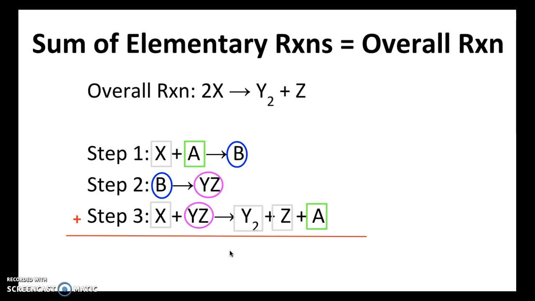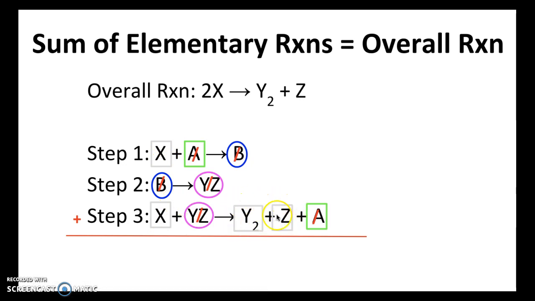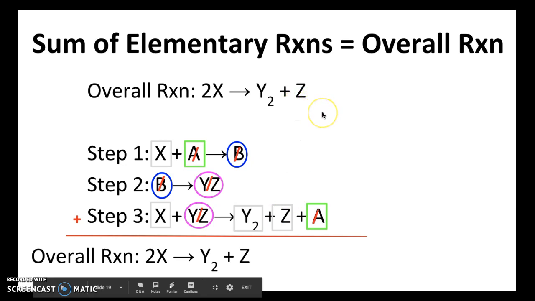So again, anything that's found on the reactant and product side can cancel out. That means that the catalyst A can cancel out because it's found as a reactant and as a product, and the intermediates can cancel out as well. So all of those cancel out, leaving us with, on the reactant side, 2 X's, and on the product side, Y2 and 1 C. And so when you add them together, you get this overall reaction, which matches the overall reaction that we saw above.